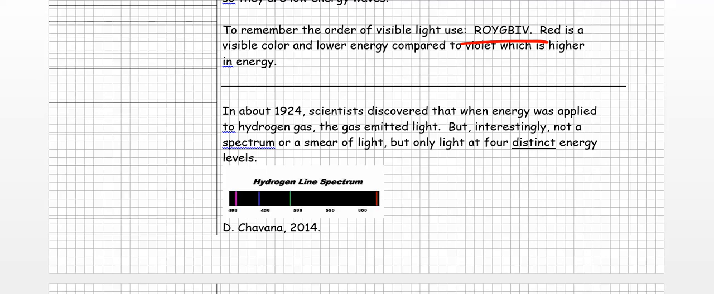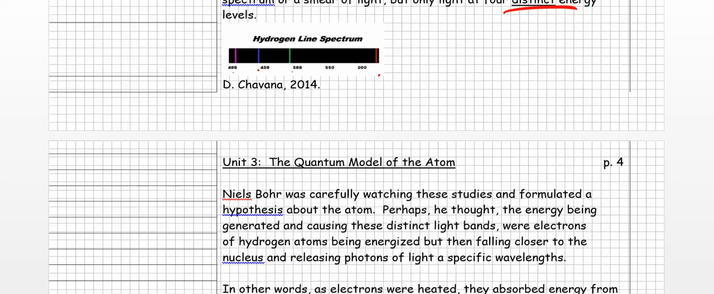In about 1924, scientists discovered that when energy was applied to hydrogen gas, the gas emitted light. But interestingly, not a spectrum or a smear of light, but only light at 4 distinct energy levels, right? So when energy was applied to hydrogen, only 4 bands, one here, one here, one here, and one here, could be seen. It wasn't a spectrum, but only 4 bands of light. Well, what did that mean?